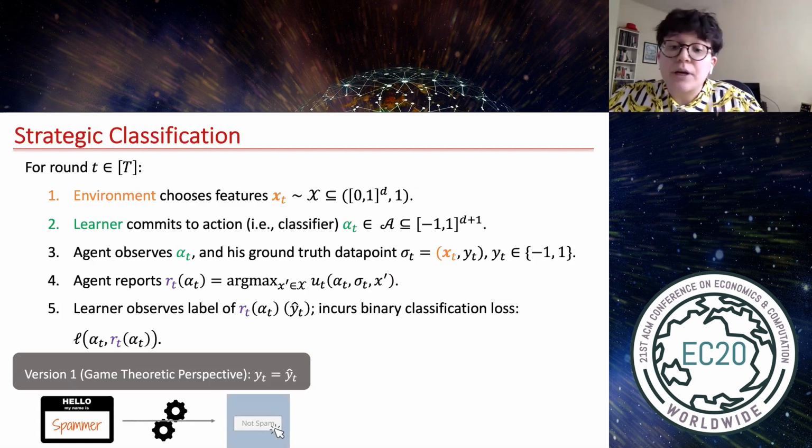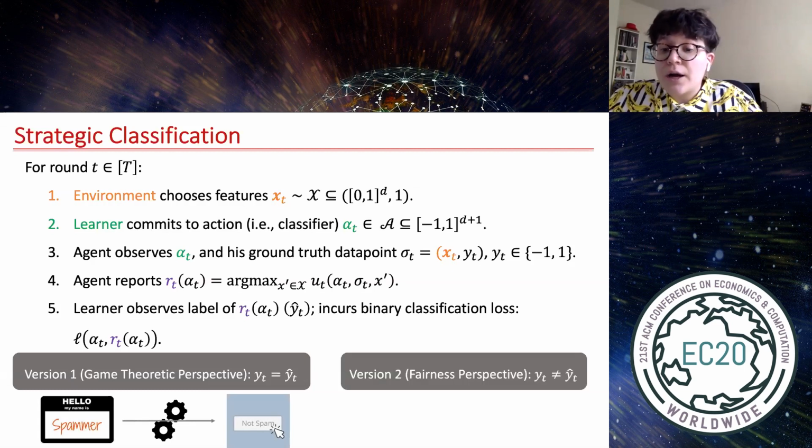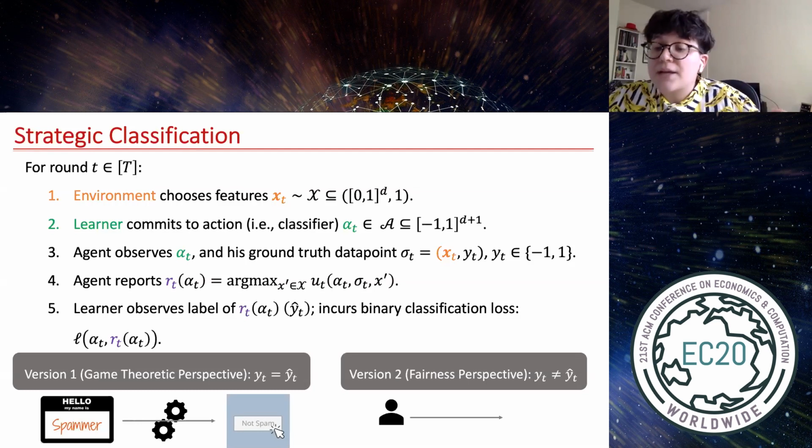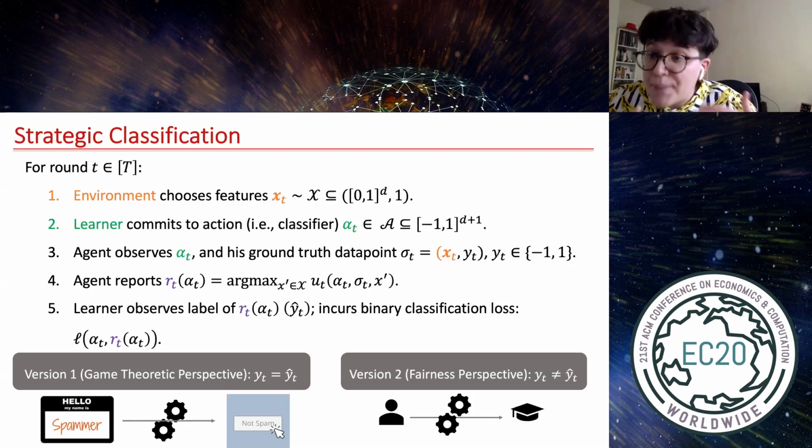And on the other hand, we have a second version where people take a more fairness-oriented perspective. By changing your report, you might actually change your outcome. And this is especially pertinent in the school admissions example, where there might be mechanisms or algorithms that, when the student gets to observe them and best responds according to them, then they can actually become better students.